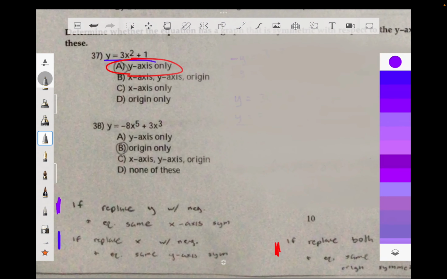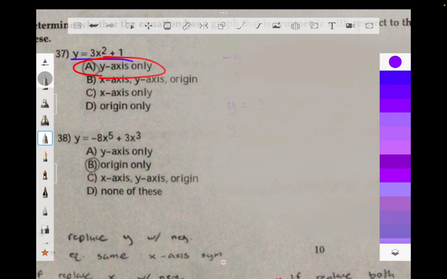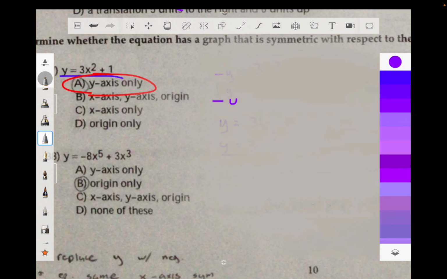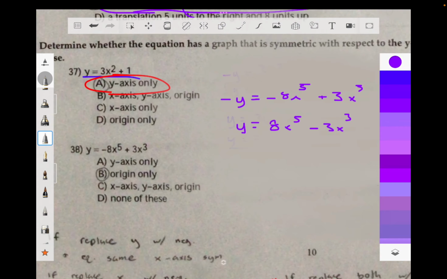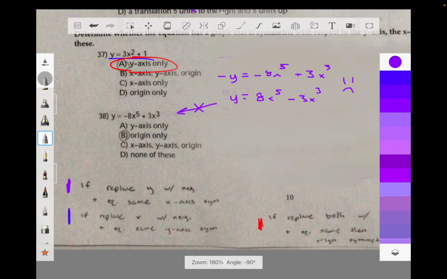So again, we're going to replace the y with the negative to see if it's x-axis symmetric. So it's going to be negative y equals negative 8x to the 5th plus 3x to the 3rd. Distribute the negative 1, so it's going to be positive 8x to the 5th, negative 3x cubed. Is that the same as this? It is not, so frowny face.